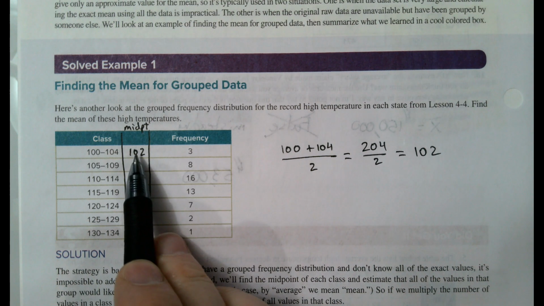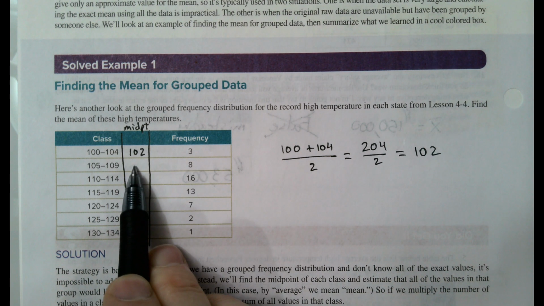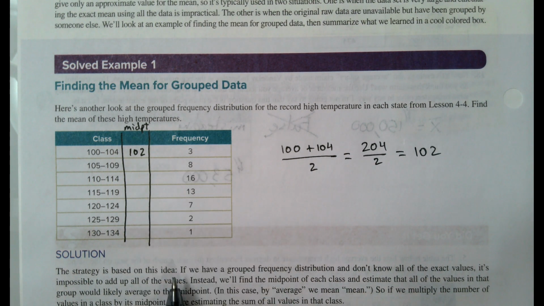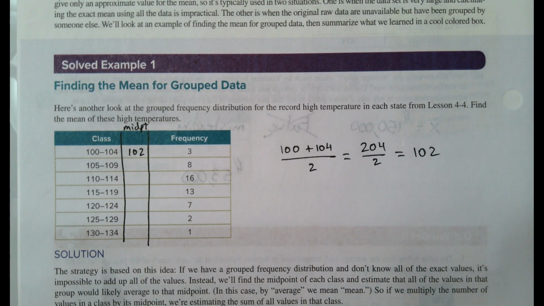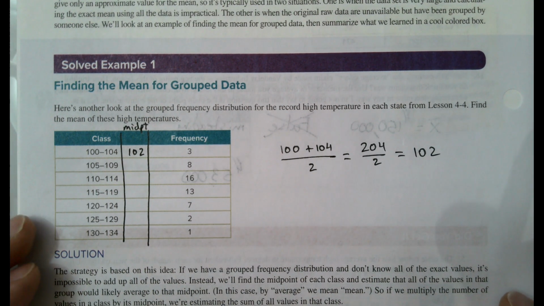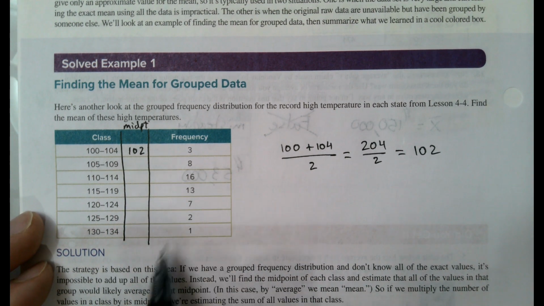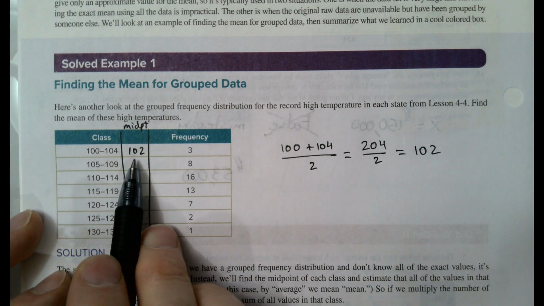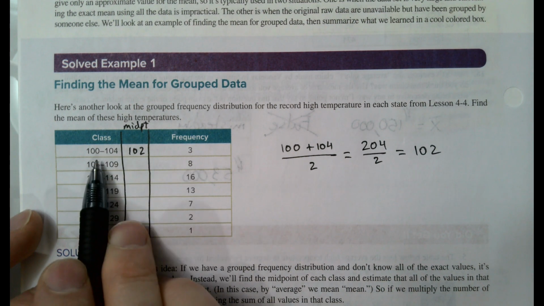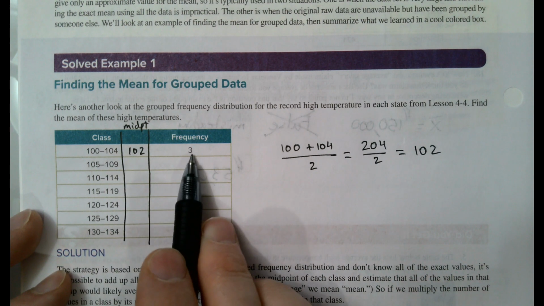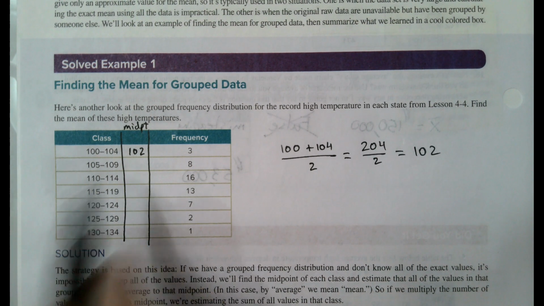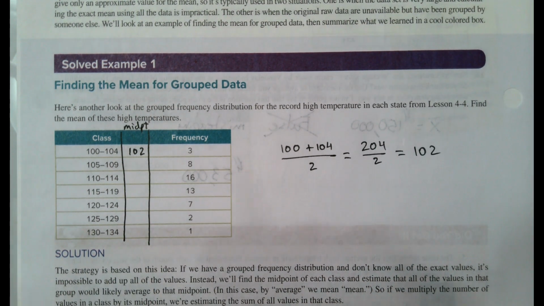So we would do 102 times 3 plus whatever this midpoint is times 8 plus this midpoint times that, add them all up and divide by how many data values we have, and we've got the mean for this grouped frequency distribution. It's an approximation, right? Because we don't know the actual data values. But it's going to be a pretty good approximation because 102 is pretty close to the data values that are all in here, right? There are 3 data values that are between 100 and 104, and if we're averaging them all to be 102, that's a pretty good approximation.